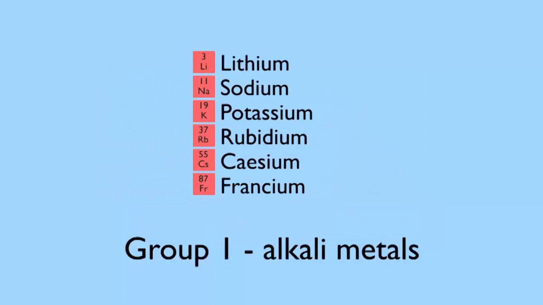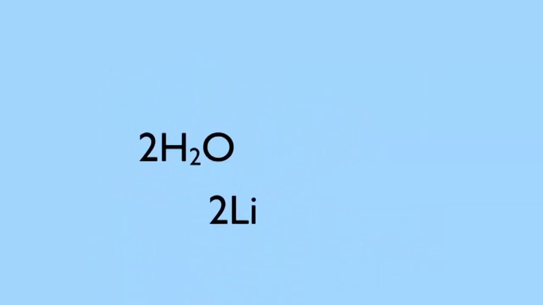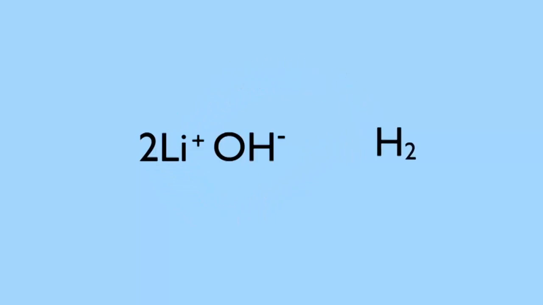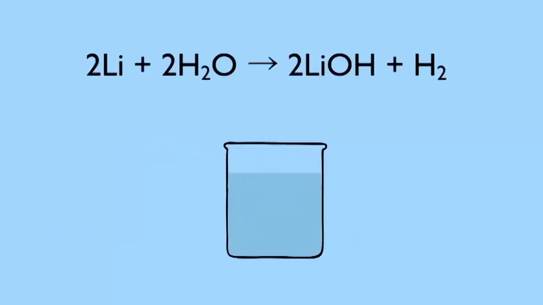Group 1, the alkali metals, all react vigorously with cold water. The metal atom displaces hydrogen from the water molecule to form a metal hydroxide and hydrogen gas. Here's the reaction occurring with lithium metal in a beaker of water. Notice how the metal floats on the surface and fizzes quite gently until it disappears from sight.